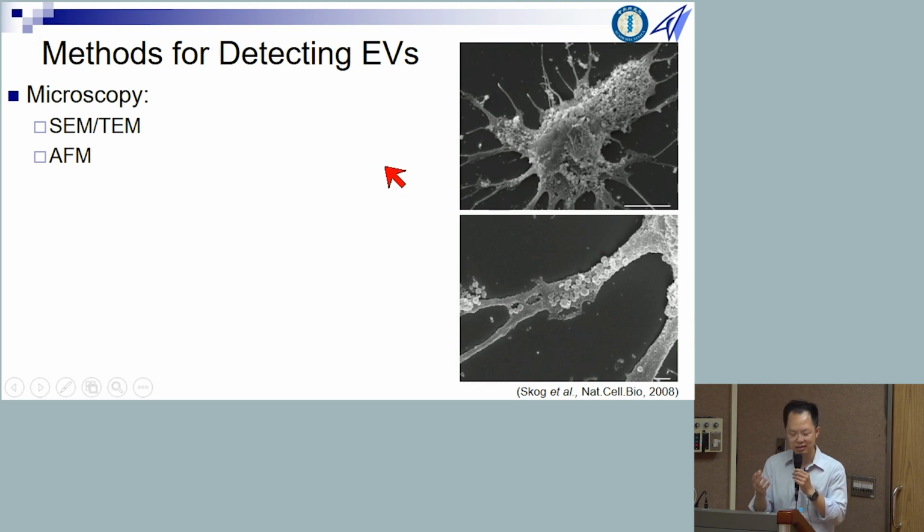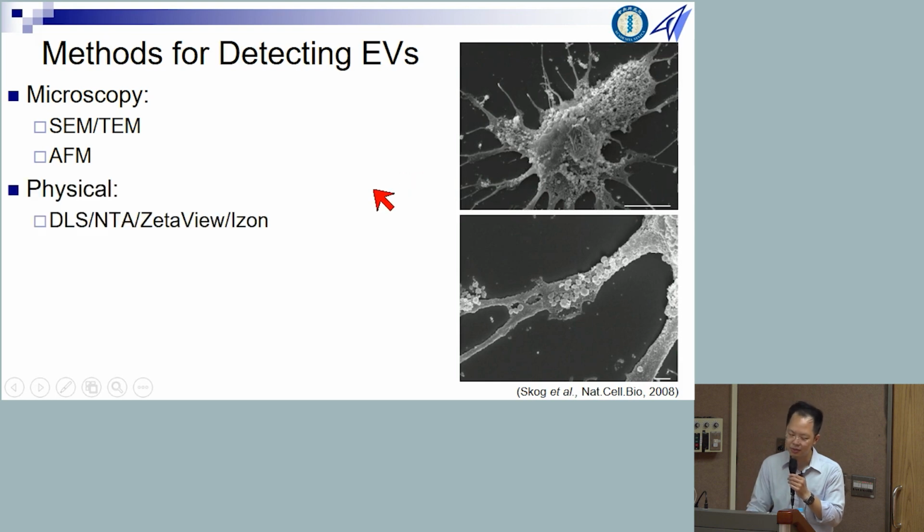So there are ways to see it at the time, and predominantly, I would say the gold standard is SEM and TEM. As you can see right here, these are glioblastoma cells, and you can see all these little dots on the surface. This is by Johan Skog, published in my mentor Dr. Sandra Breakefield's group back in 2008 in Nature Cell Biology. I think this is one of the pioneering studies that showed that vesicles can be released in abundance by cancer cells. And of course, later more technologies came out that let you look at the physical properties of the vesicles, including dynamic light scattering, nanoparticle tracking analysis, and zeta potential.